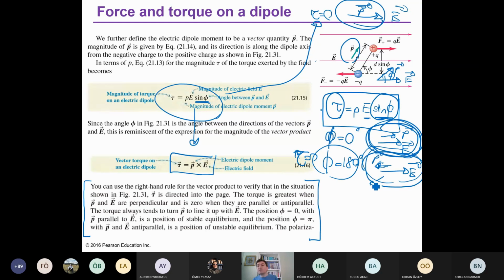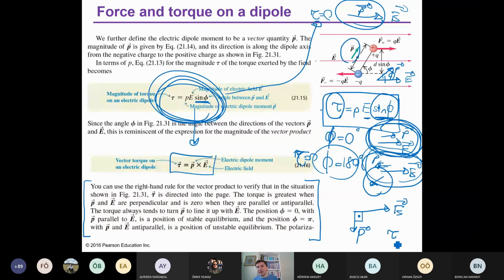And this torque will try to align the electric dipole along the electric field. Okay? And what about the maximum torque if the electric field direction is like this? If the electric dipole moment is like this, then the angle is 90 degrees. Then what about the torque? This one, sine 90. Maximum condition, okay? And here we will have maximum torque acting on this one.